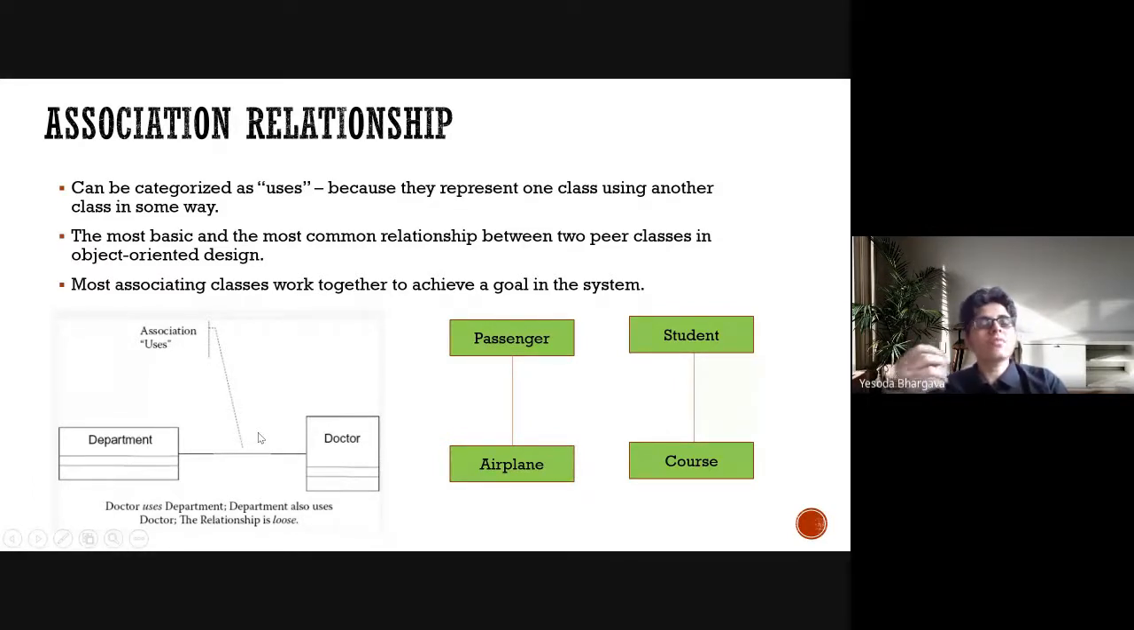But the nature of the relationship is quite loose. It's a loose kind of association between two classes. Similarly, the passenger is associated with airplane, and airplane is associated with passenger. Student is associated with course, and course is associated with student. So this is a very simple level of association between the two classes. Moving forward, on Wednesday we will try to discuss the aggregation and composition relationship, but today we will stop here, and I'll just revise what we have tried to understand today.